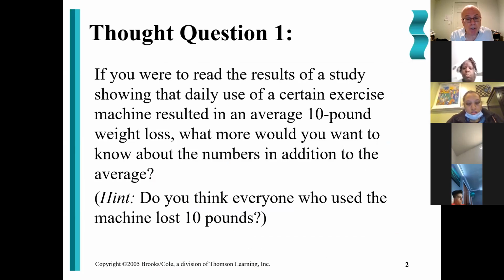It says here, if you were to read the results of a study showing the daily use of a certain exercise machine resulted in an average 10-pound weight loss, what more would you want to know about the numbers in addition to the average? And the hint at the bottom says, do you think everyone who used the machine lost exactly 10 pounds? So when we average, come up with 10 pounds, what other information would you think we would need?